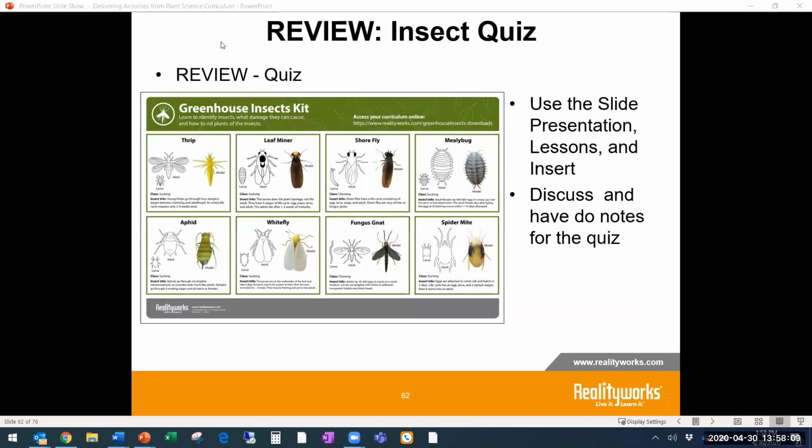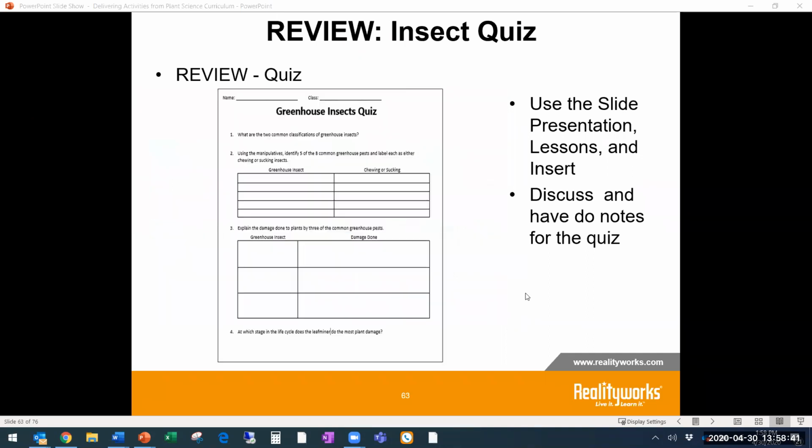Finally, we have a quiz for you on the different greenhouse insects. What you see here is our insert talking about each individual insect and the problems these insects can cause. There's a quiz that goes along with it, allowing your students to identify and talk about what the issue is, what stage of their life cycle they are an issue, and what you do in that world. So have this as an option as well with the quiz for you.